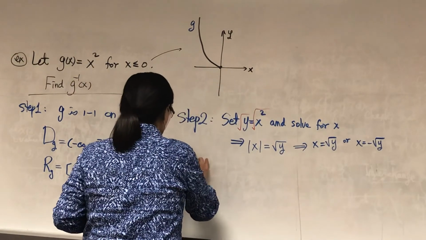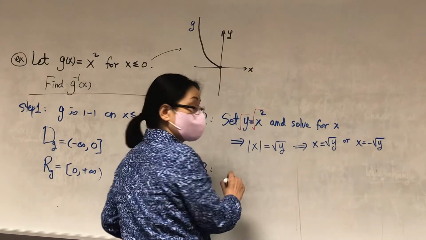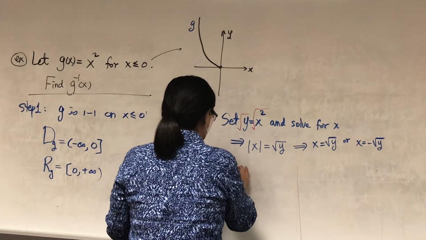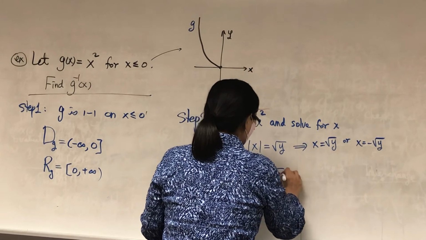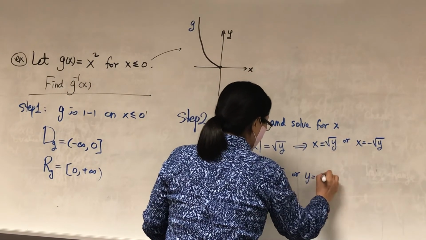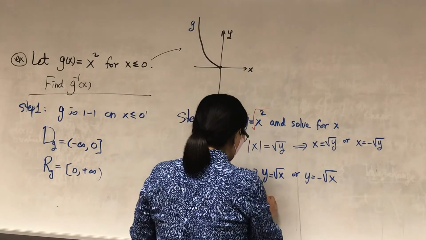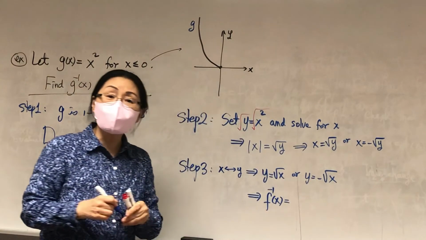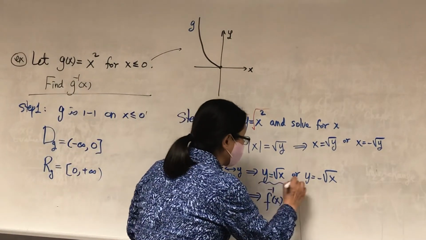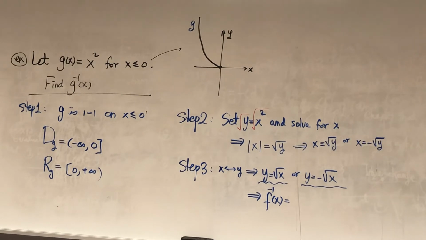So here, interchange x, y. So it becomes what? y equals square root x, or y equals negative square root x. Am I right? And then we need to set up one of them as f of x. So your f of x is this one or this one. You have to choose one of them, and the other one you have to delete.